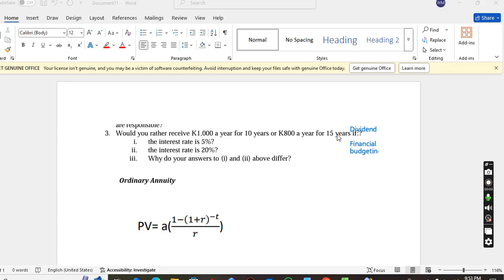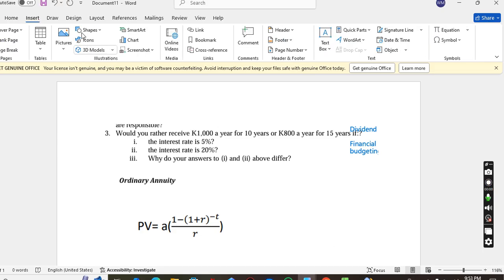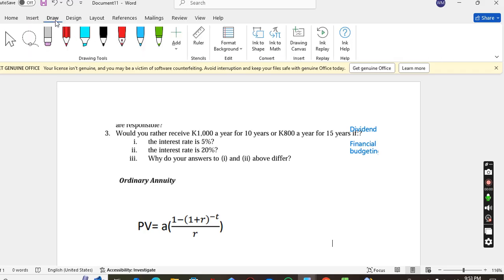800 a year for 15 years. So we start with part 1. If the interest rate is 5%, we analyze this first option, 1,000 a year for 10 years. So A is the cash flows. In this case, A is the 1,000.